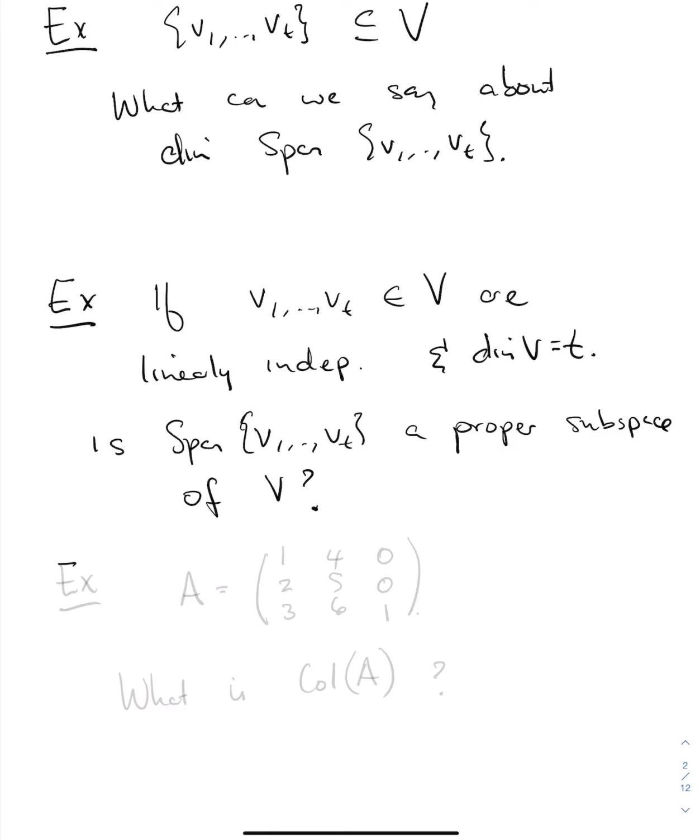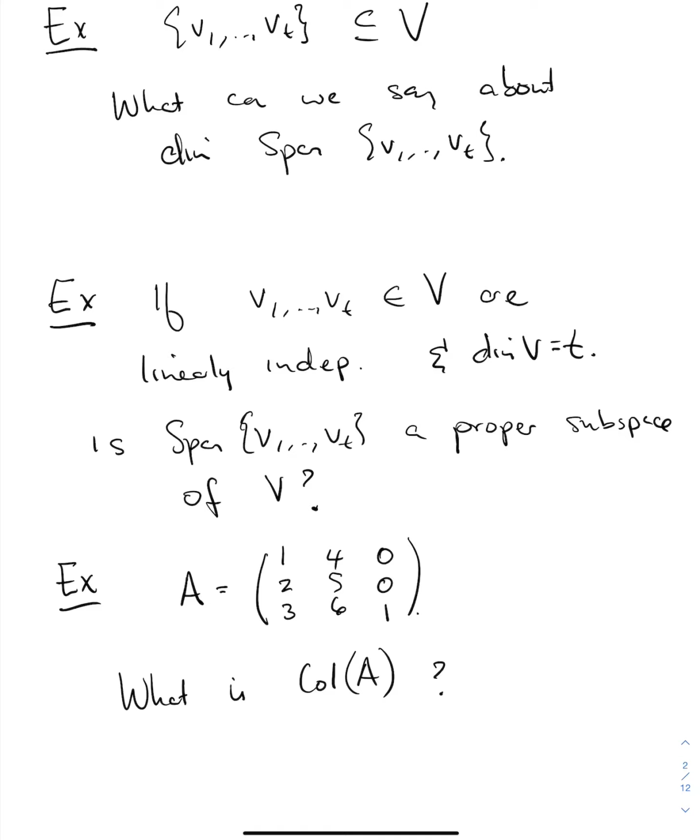Last exercise. Let's get a little bit more concrete. Say A is the matrix 1, 2, 3, 4, 5, 6, 0, 0, 1. What is the column space of A as a vector space?